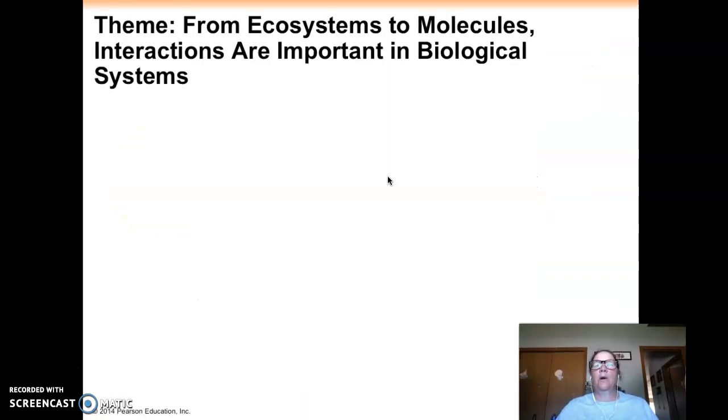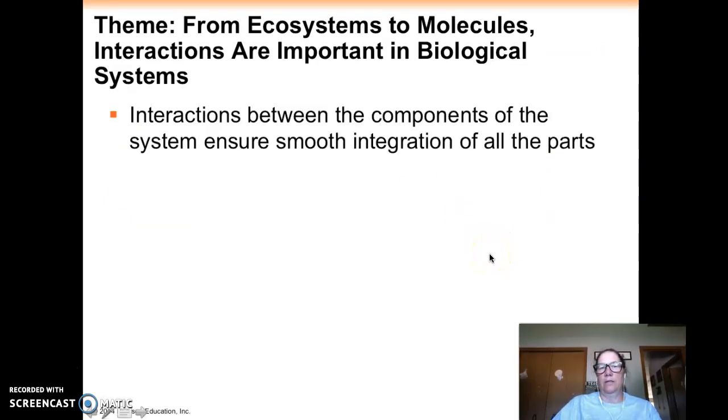Okay, so from ecosystems to molecules, interactions are really important. Okay, we don't have isolated groups. We feel like that right now because we're pretty isolated with the COVID, right? But interactions between them ensure that all the parts work together.